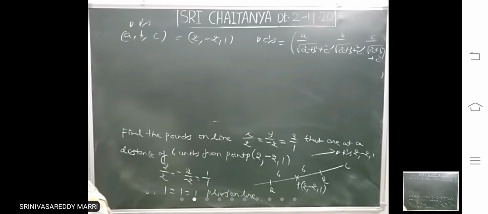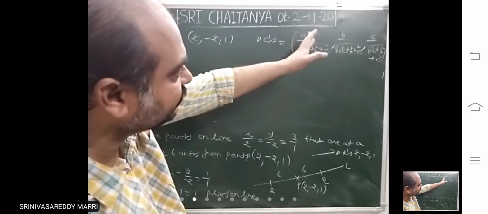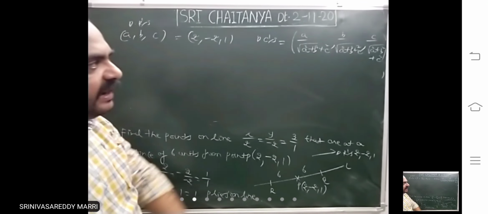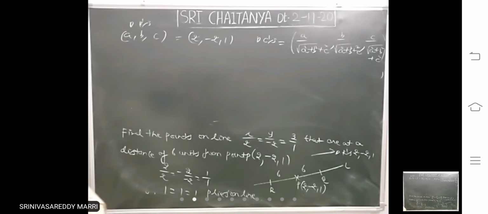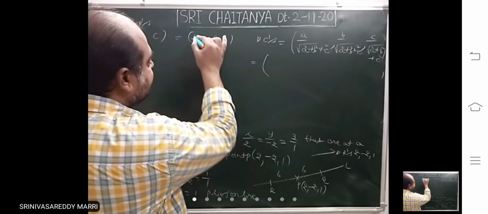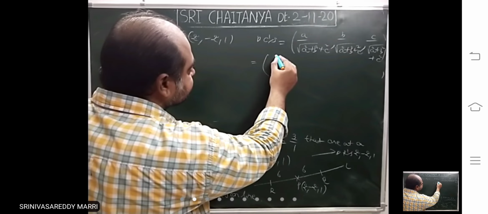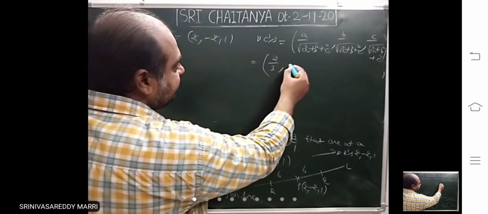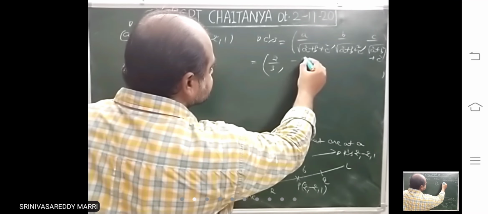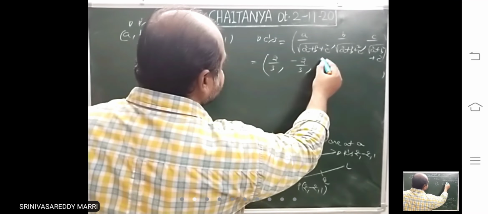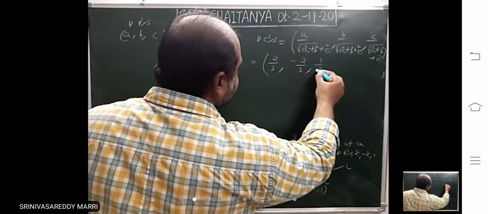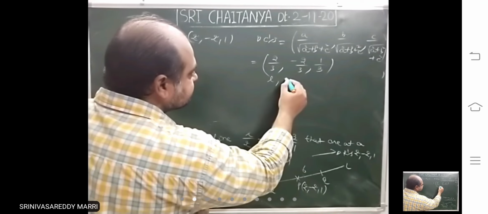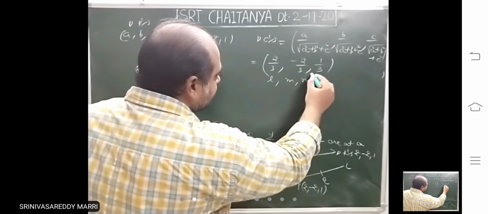So these are DCs, plus or minus. Here you take 1, either plus or minus. Anything you can take. So plus I have taken. So DCs for this line that you want are 2 by root of 4 plus 1 plus 4, that is 3. So 2 by 3, minus 2 by 3, 1 by 3. If you know DRs, how to calculate DCs? By using this formula.